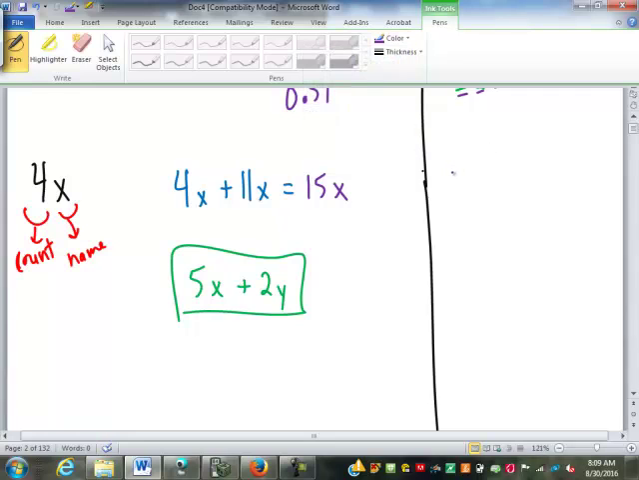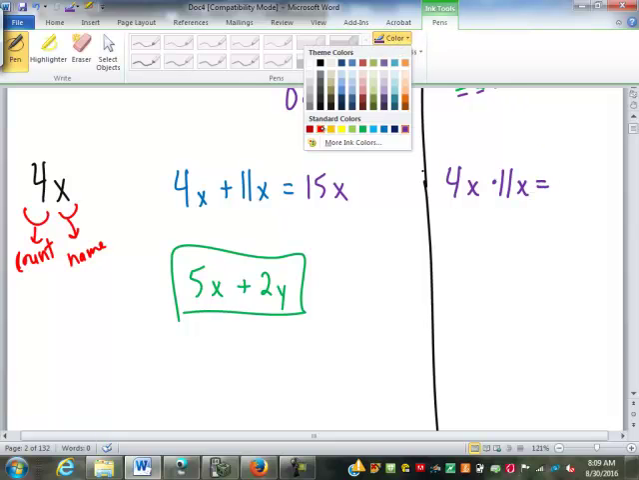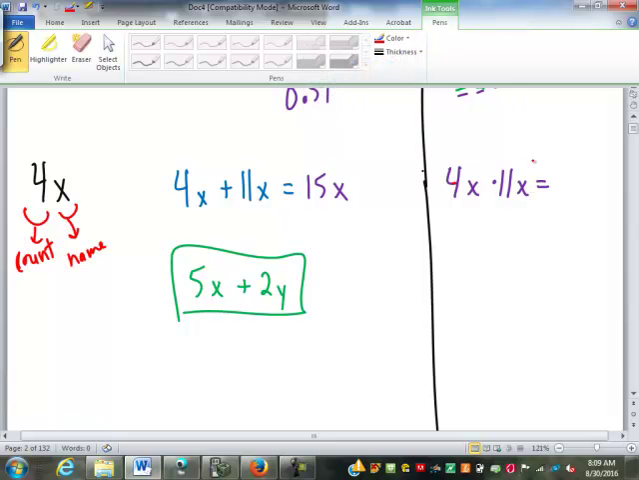On the other side over here, if I'm multiplying 4x times 11x, well, I combine the counts. 4 times 11 is 44. But I also combine the names. So just like inches times inches became inches squared, x times x becomes x squared.